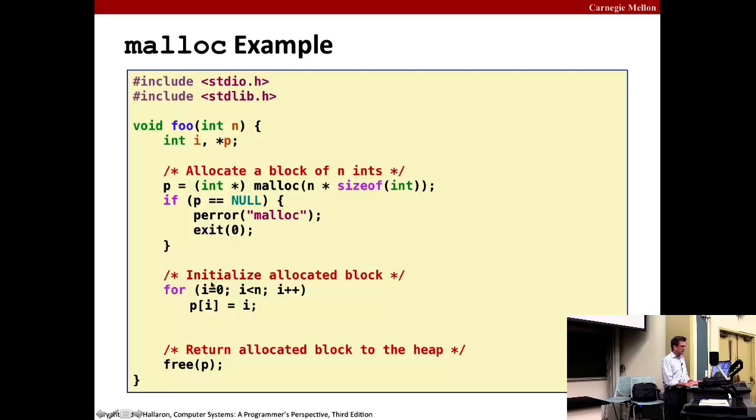Now once we've got that pointer p, we can treat it just like an array. So inside the loop, if we want to initialize it, we loop across the elements of the array, initializing each one to some value. Now when we're finished with this chunk of memory that we've allocated, we free it by calling free with the pointer p.